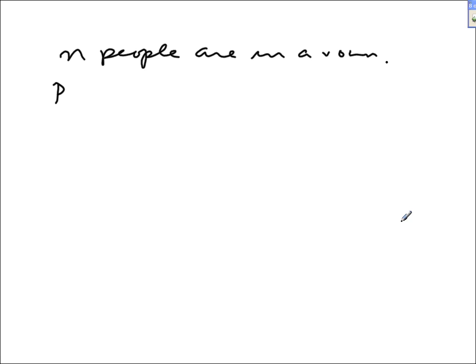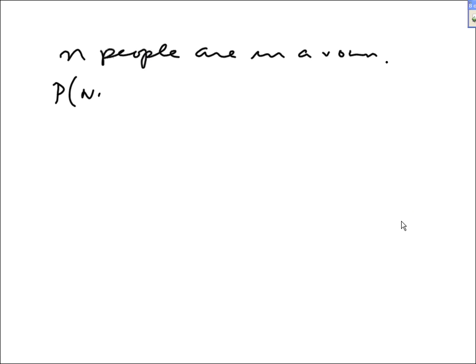Try this other problem. It's a very interesting problem. Suppose you go to a party and you want to know what's the probability that two people at this party have the same birthday. So let's formally state it. N people are in a room. What is the probability?